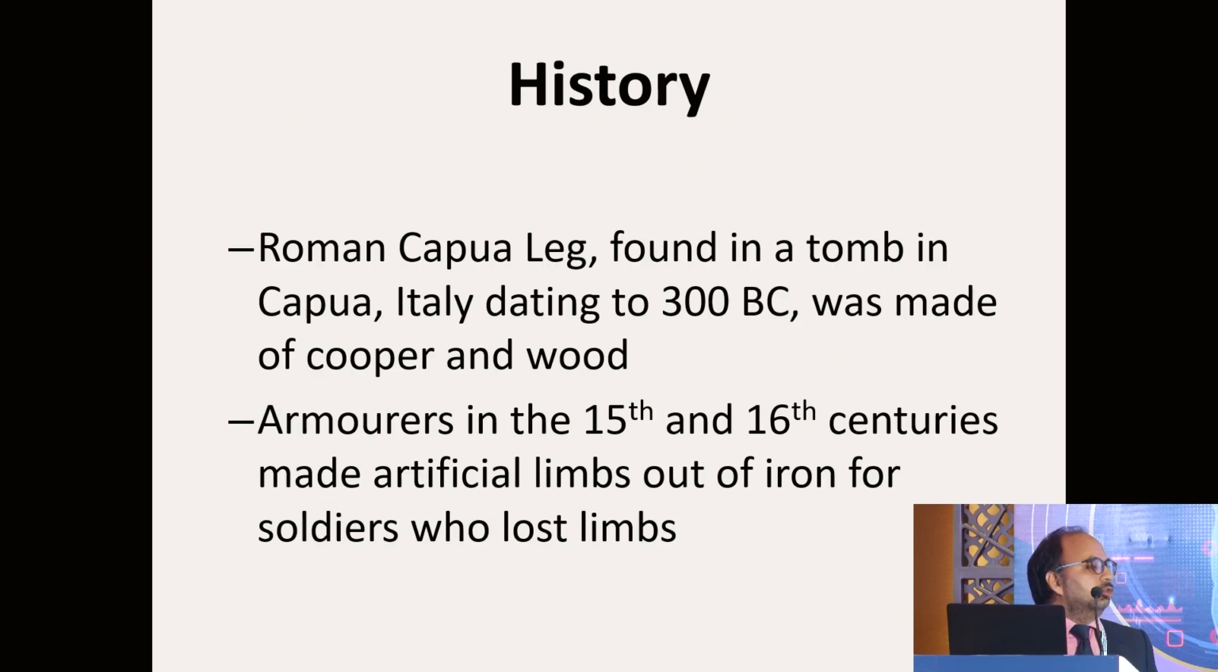Now coming to a little historical aspect. The first prosthesis was found in the Roman Capua leg. It was found in a tomb in Capua, Italy, which is dated to 300 BC, and it was made of copper and wood. Usually when there were a lot of wars in the ancient civilization, they used to make this conventional prosthesis, and the soldiers were still using it, made of iron.